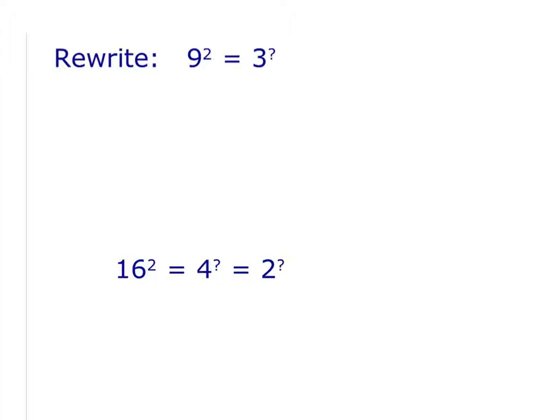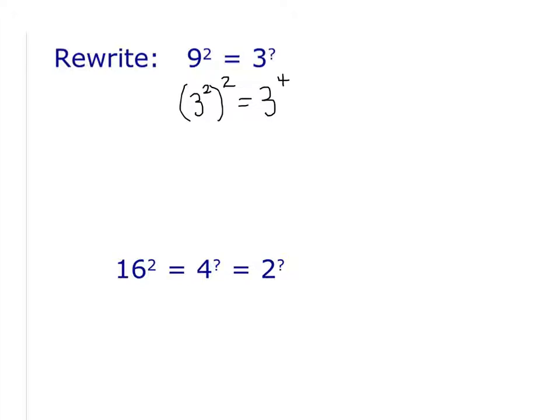Okay, so we're going to tackle something a little bit different this time. Now we're going to look at exponential numbers, and we're going to rewrite them in a certain way. So we have 9 squared, right? So 9 squared is the same thing as 3 squared, squared. So that would make that 3 to the 4th power. And of course you can verify that numerically.